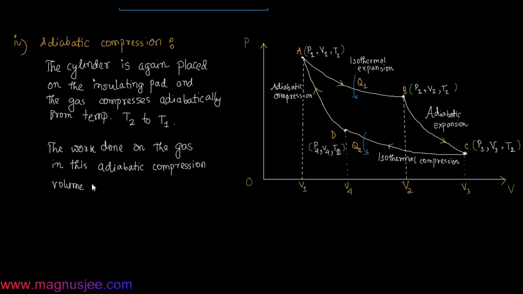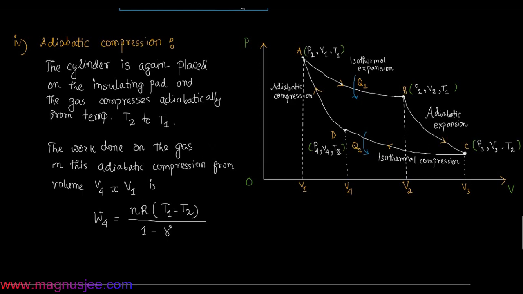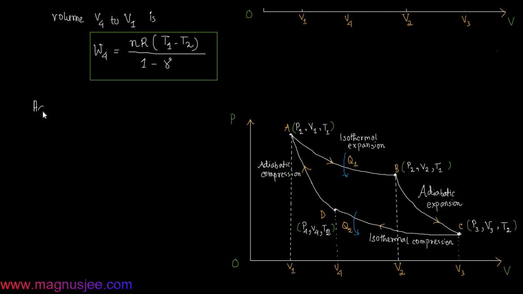The work done on the gas in this adiabatic compression from the volume V4 to V1 is given by W4. Therefore W4 equals nR(T1 minus T2) divided by (1 minus gamma). This is the work done in the adiabatic compression. Again, W2 is equal to nR(T2 minus T1) divided by (1 minus gamma).